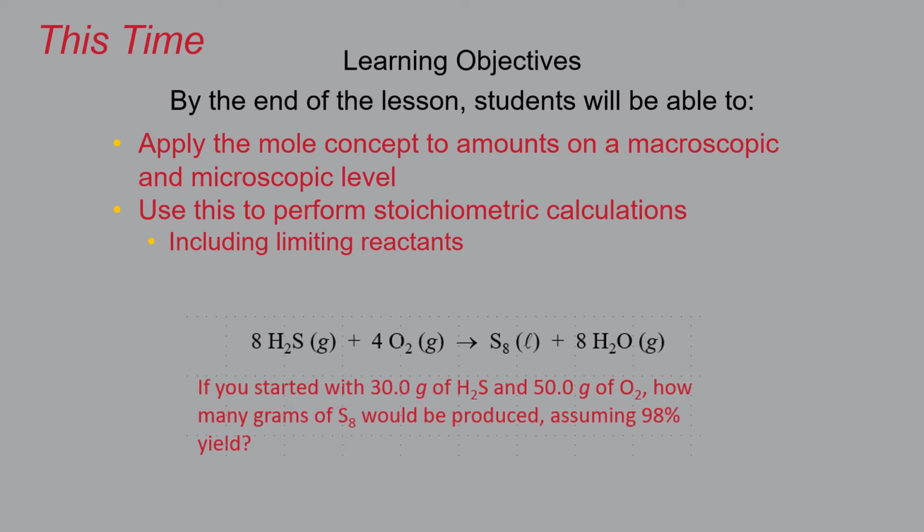All right, so for the next couple of slides, this is what we're going to be talking about. We're going to be doing stoichiometric calculations, so we're going to be working on our mole concept, both on the macroscopic and microscopic level, and to do stoichiometry calculations, including limiting reactants. So this is figuring out that if I have, for example, 30 grams of H2S, 50 grams of oxygen, how much S8 am I going to make? And by the time you're done with the next 2, maybe 3 videos, you will have an answer to that question.